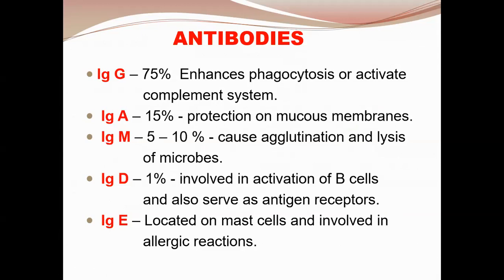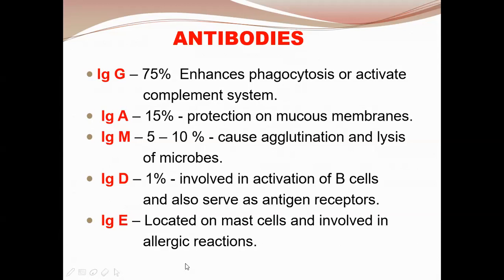For example, immunoglobulin G is 75%, and it enhances phagocytosis or activates the complement system. Immunoglobulin A is 15%, and it is helpful for protection on the mucous membranes. Immunoglobulin M, which is 5 to 10%, causes agglutination and lysis of the microbes. Immunoglobulin D, which is 1%, is involved in activation of B cells and also serves as an antigen receptor. Immunoglobulin E is located on the mast cells and is involved in allergic reactions.